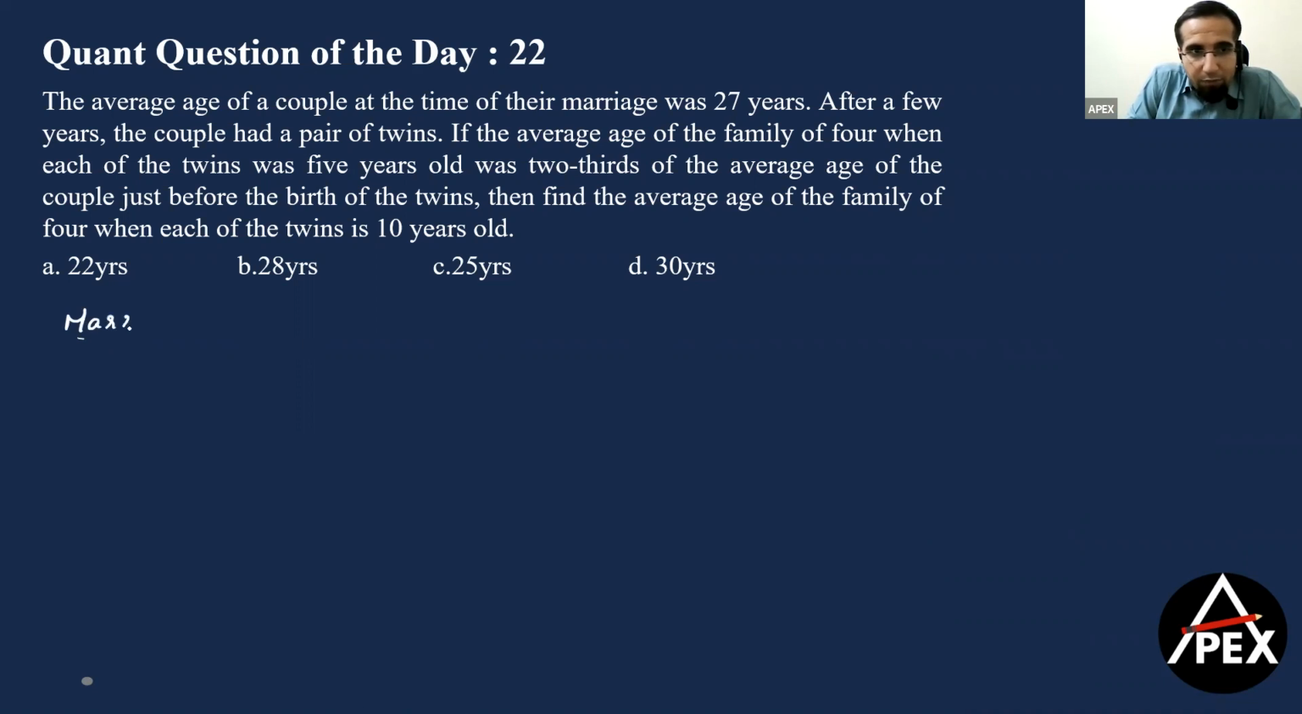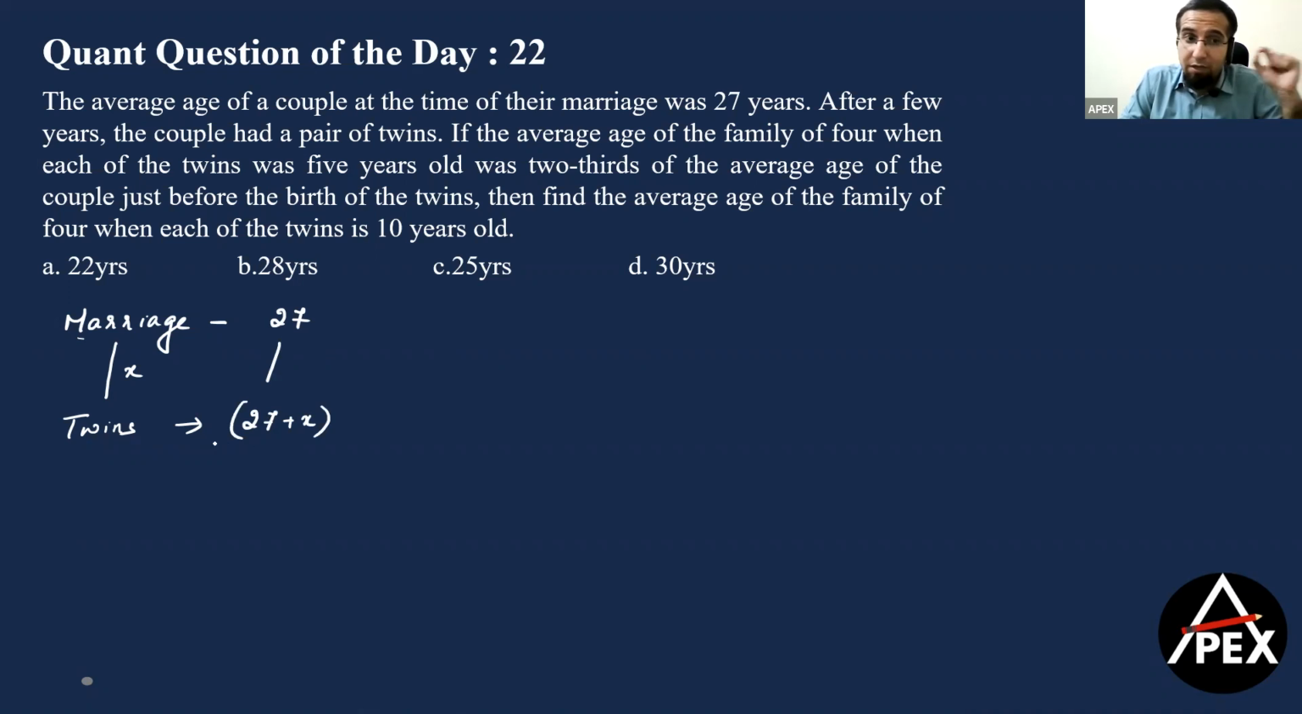So at the time of marriage, the average was 27 years. Now let's say after X years, the twins were born, which is not given to us. In X years, the husband will also increase by X and the wife will also increase by X. That means the average now becomes 27 plus X. Please remember here the age of the twins was 0.